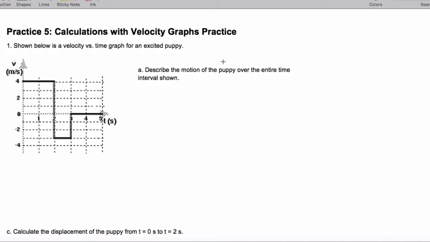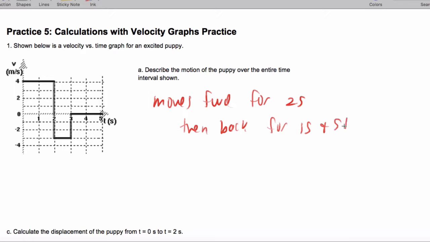So here, when I actually have this graph and I'm going to describe the motion of the puppy over the interval shown, I would say it moves forward for 2 seconds, then back for 1 second, and stops. If I had to describe this in real life, think of a puppy, and you pretend to throw something, and so the little dude's like, that's a really bad drawing of a puppy.